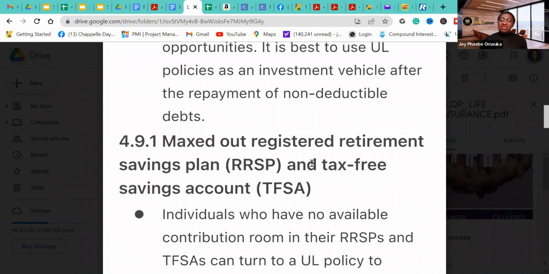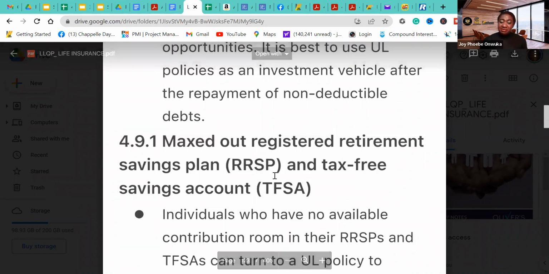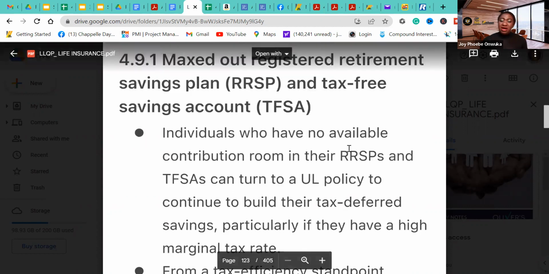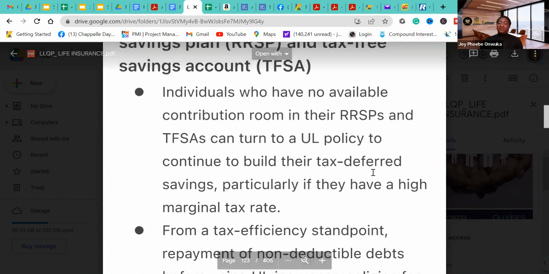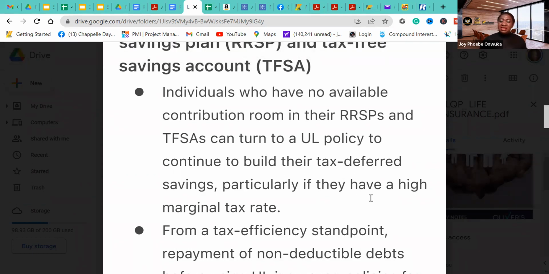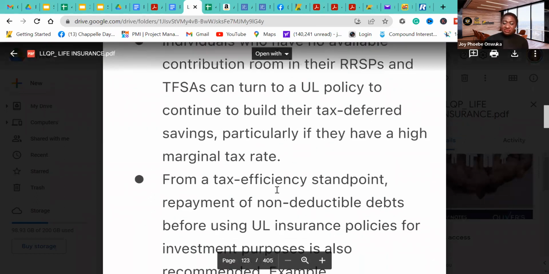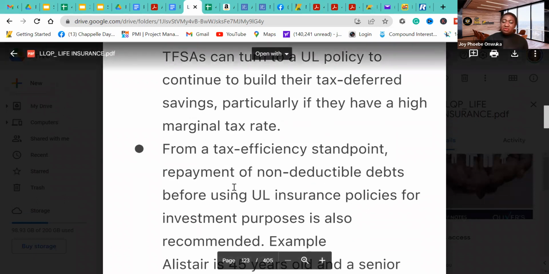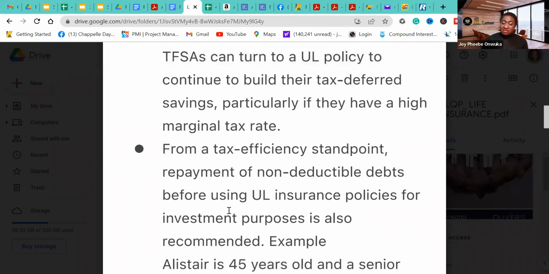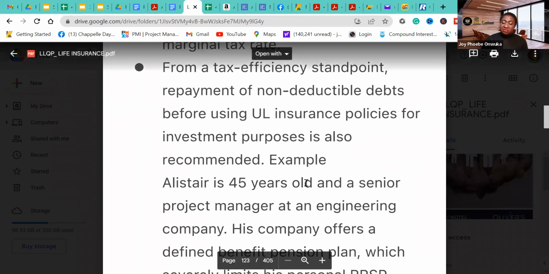Now, maxed out registered retirement savings plan, RRSP, and tax-free savings account. Individuals who have no available contribution room in their RRSP and TFSA can turn to a UL policy to continue to build their tax-deferred savings, particularly if they have a higher marginal tax rate. From a tax-efficient standpoint, repayment of non-deductible debts before using a UL insurance policy for investment purposes is also recommended.